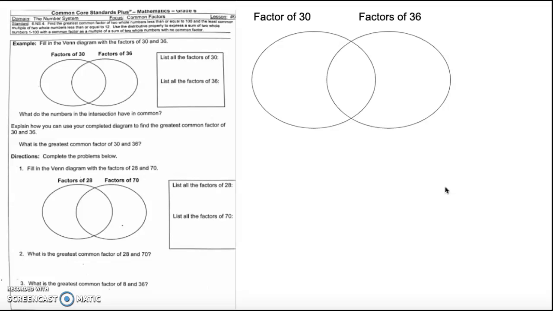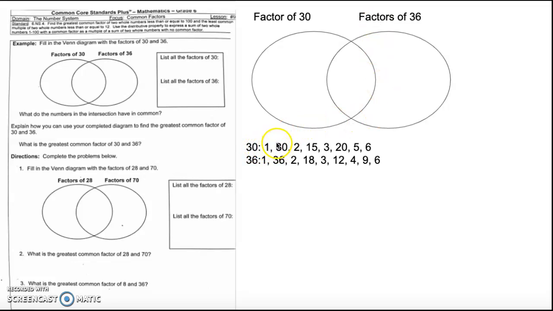Okay, so here it is, our example. Fill in the Venn diagram with the factors of 30 and 36. I set it up over here because the one on the paper is super small. The first thing I did was take out a sheet of paper and write down all the numbers that multiply together to get 30, and all the factors that multiply together to get 36. And this is what I came up with.